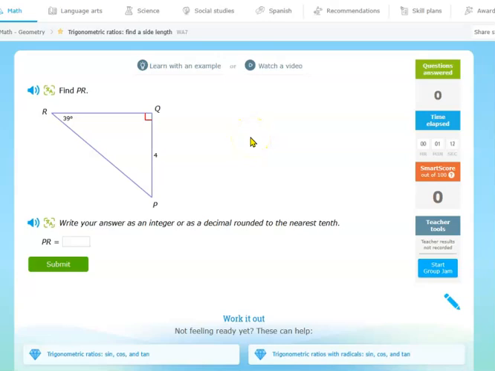We are going to do our IXL for today. It's called Trigonometric Ratios, Find a Side Length. Let's take a look at our first problem. We've got a right triangle. All of our problems involve right triangles. And it says to find PR.